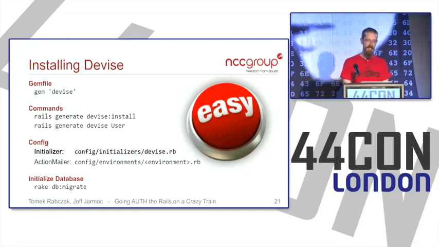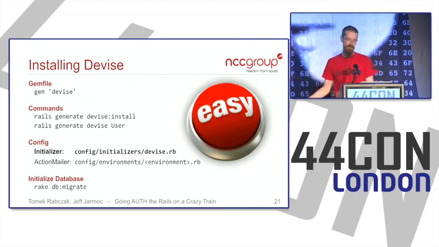The next point there, you need to configure Action Mailer, and that's stored in the environment RB files. So in a production environment, it's going to use production RB and so on. Action Mailer is the component in Rails that allows applications to send emails. Since Devise sends emails for things like password recovery, it needs to be configured to point to a legitimate mail server.